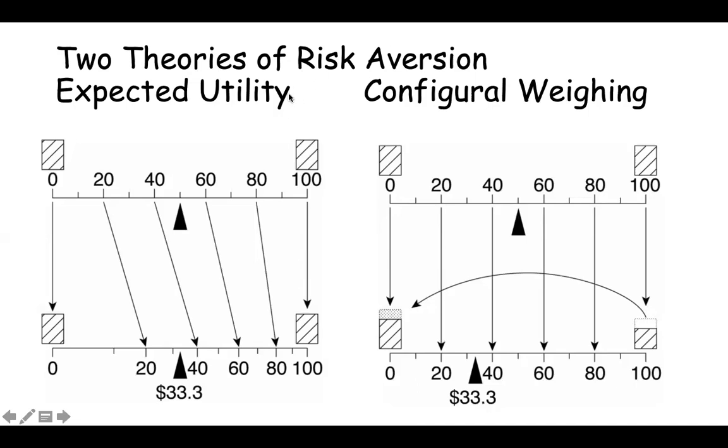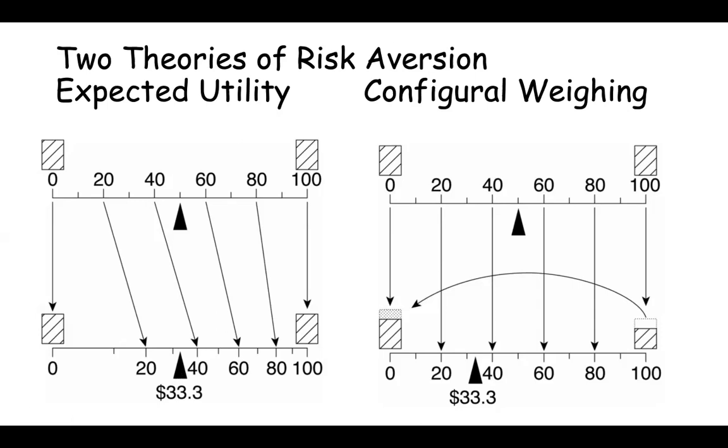There are two theories of risk aversion. Expected utility theory, which is like the constant weight averaging model that Anderson promoted, says that if you have a 50-50 gamble between $0 and $100, it's not worth $50. That's expected value. It's worth less. Why? Well, because the money scale is not linear. If you transform the money scale, you realize that the difference between $0 and $20 is greater than the difference between $80 and $100. And so on this transformed scale, $33 is the right balancing point.